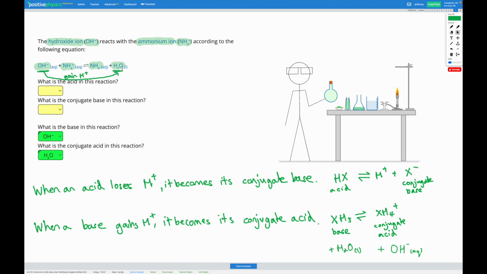That makes sense because if we went backwards, if we started with H2O, we'd have to lose an H+ to get to OH-. Donating an H+ makes you an acid, which is why H2O is called the conjugate acid in this reaction.